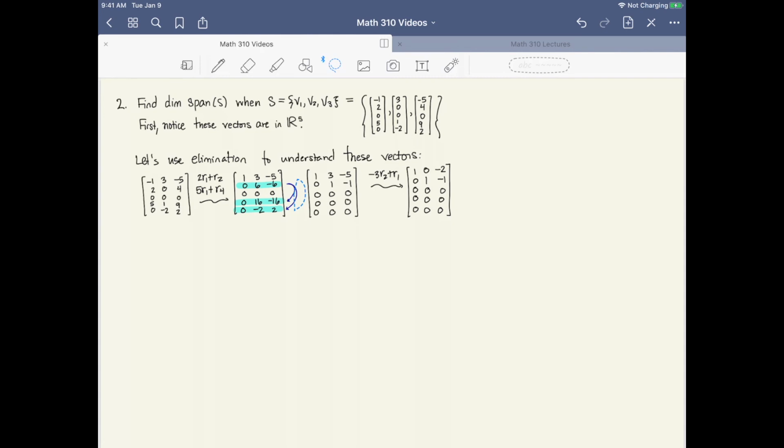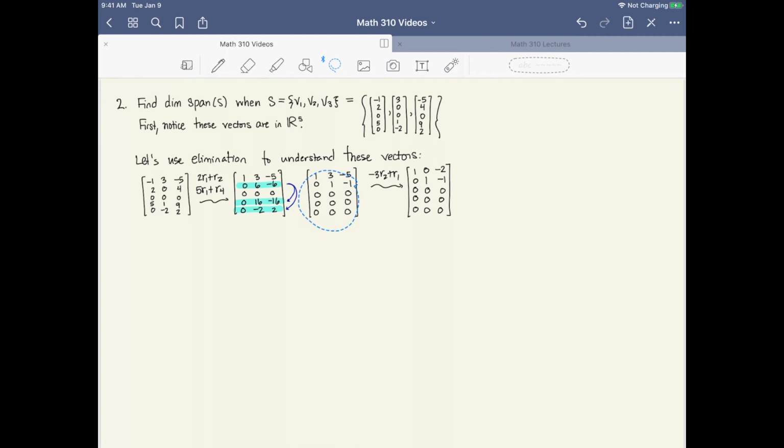that the highlighted rows, 0, 6, minus 6, and then 0, 16, minus 16, and then 0, minus 2, 2. These are all multiples of each other. I could carefully write out the exact linear combination that would be used to clear them out, but because they're clearly multiples of each other, even if it's a fractional multiple, I know that it's going to turn these last 2 rows into all zeros. And that gives me the matrix that I see here.